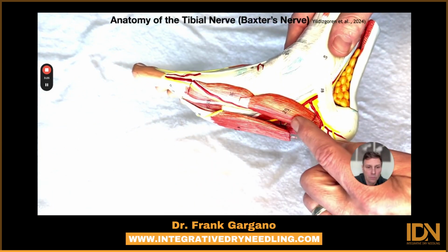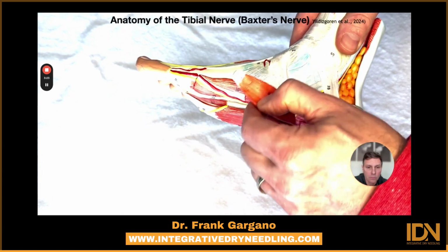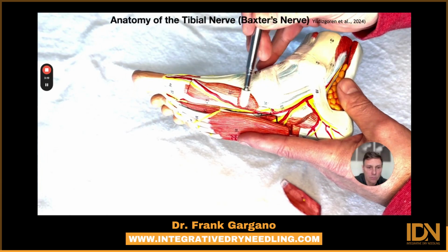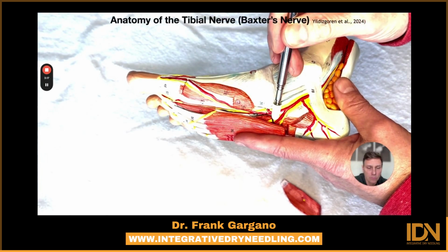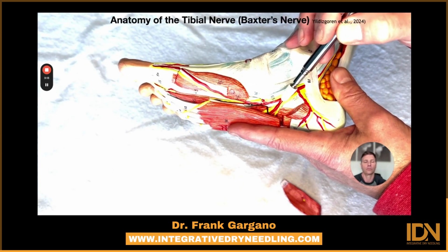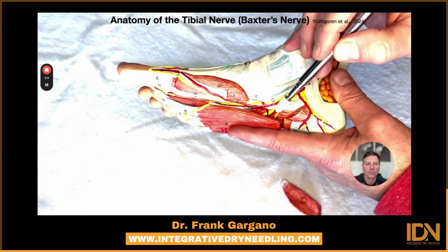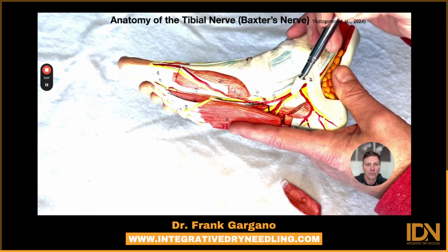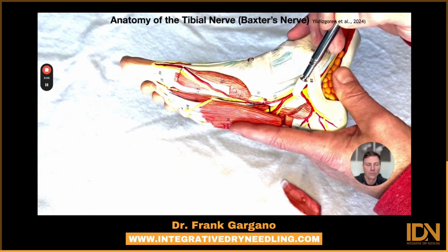In particular, this is the abductor hallucis. So I'm going to remove that. We can see very clearly that the medial branch heads down, and then the lateral plantar branch heads deeper and towards the lateral side of the foot. Now, there's one additional branch here coming off the lateral plantar called the inferior calcaneal nerve, or the Baxter's nerve, which we're going to be talking about.